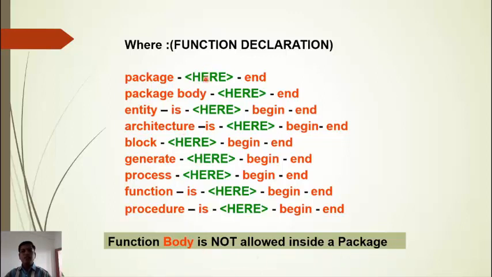So as far as the function declaration is concerned, these are some syntaxes of how they are declared: package here, end, package body here, end, entity is here, begin, then end, architecture is here, begin, end, block here, begin, end, generate here, begin, end, process here, begin, end, function is here, begin, end, procedure is here, begin, end. Entity, architecture, function and procedure use is.